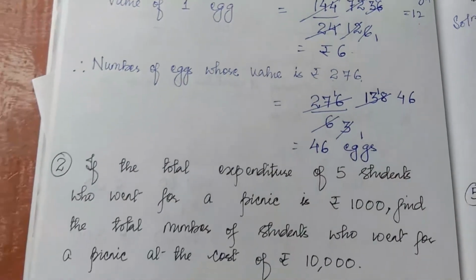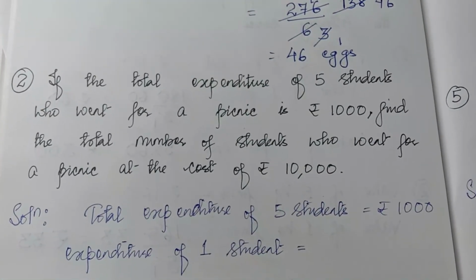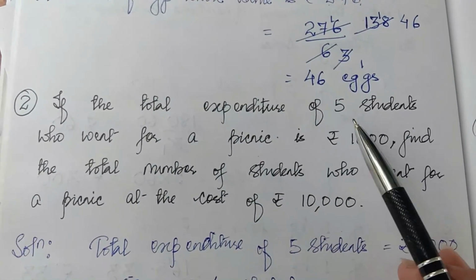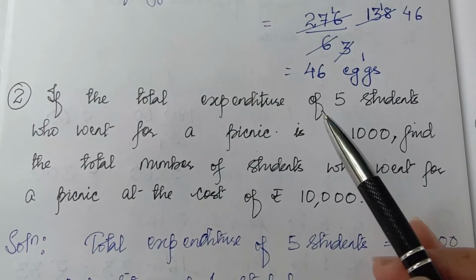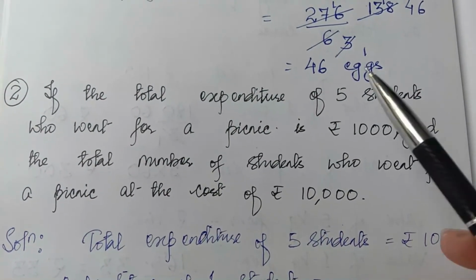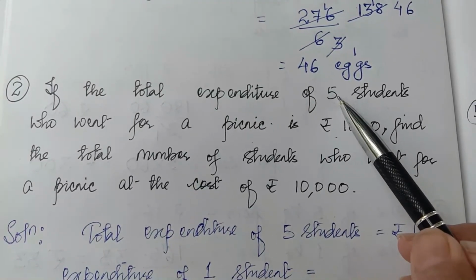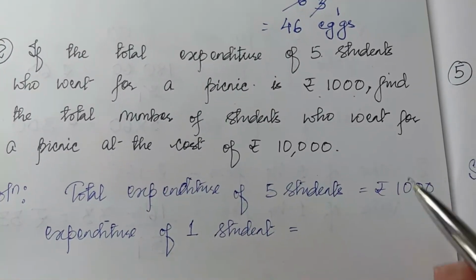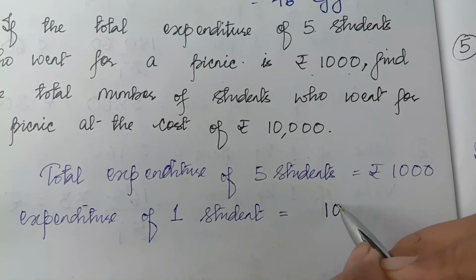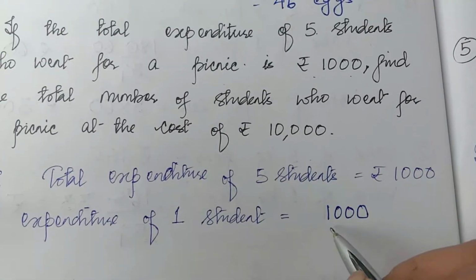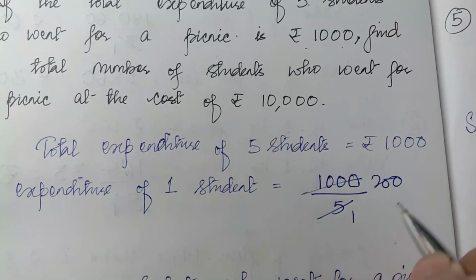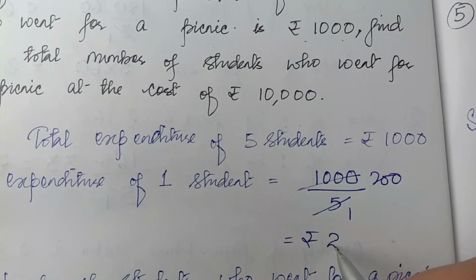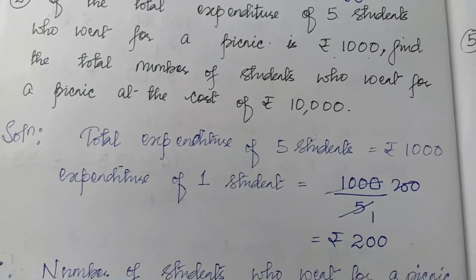So the next question is number 2. The total expenditure of 5 students who went for a picnic is rupees 1000. Then we will find the expenditure for 1 student. For that, this 1000 will be divided by 5, which is 5 ones are 5, 5 twos are 10, 200. That means the expenditure of 1 student is 200 rupees.